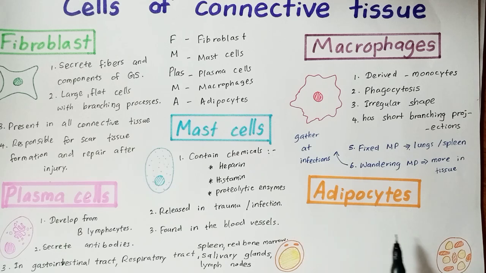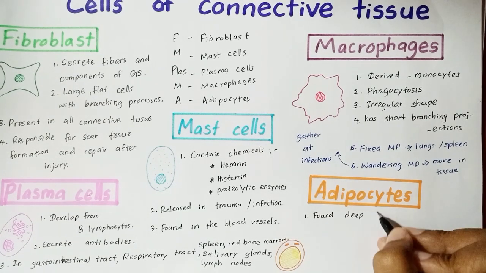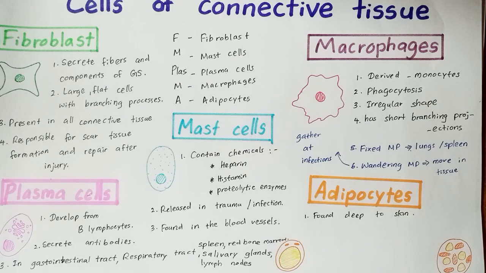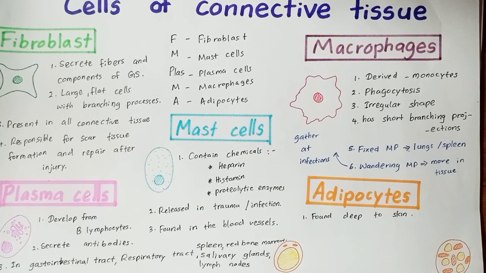Now let's move to adipocytes. Adipocytes are related with adipose tissue. So it means they contain fat. So these adipocytes are found deep to the skin and there are two types of adipocytes: white adipose cells and brown adipose cells. White adipose cells have larger fat globules and brown adipose cells have small fat globules and they have many mitochondria.